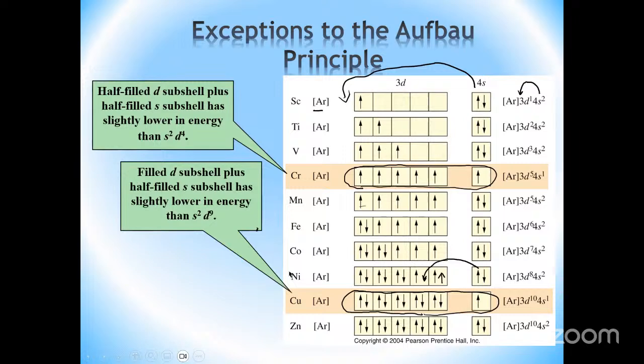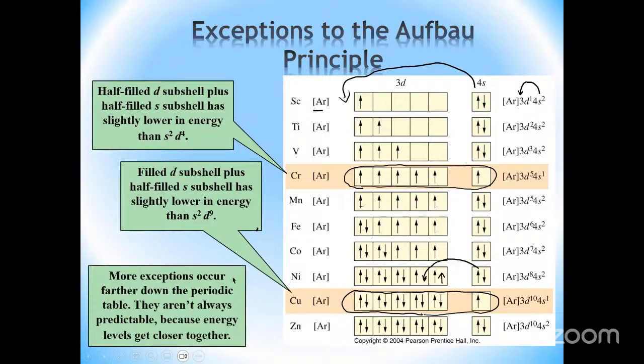So just to summarize what I just said, which is summarized in these boxes right here: the half-filled d subshell plus the half-filled s subshell has a slightly lower energy compared to what you'd expect for s2d4. And in the case of this one right here, the completely filled d subshell and the half-filled 4s subshell has a slightly lower energy than what you'd expect for s2d9. So that's the reason why we have those unusual occurrences when you're going from one element to the other within that region.